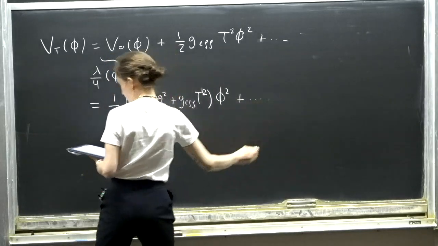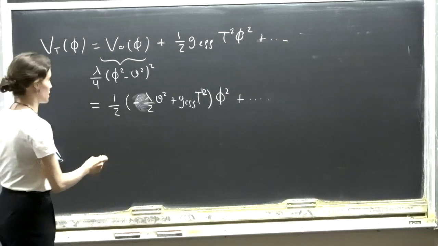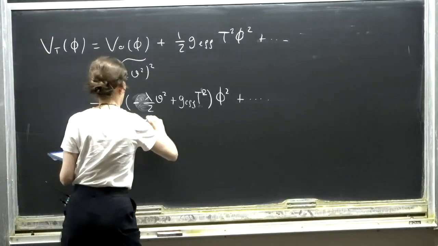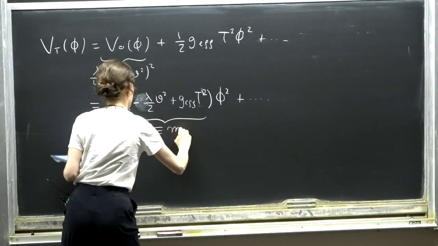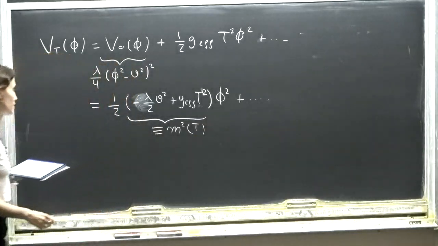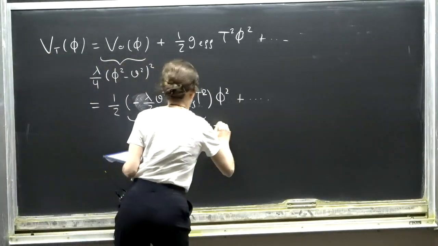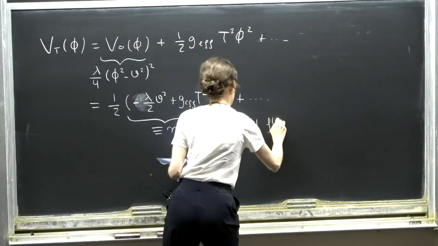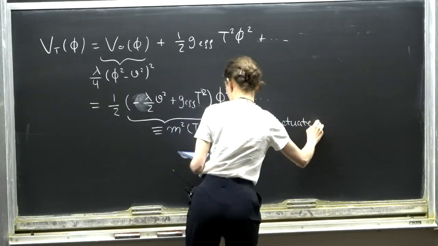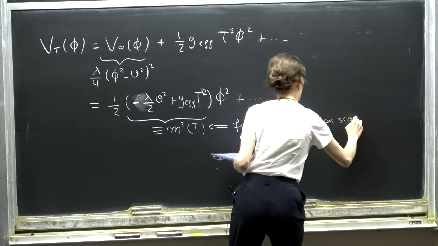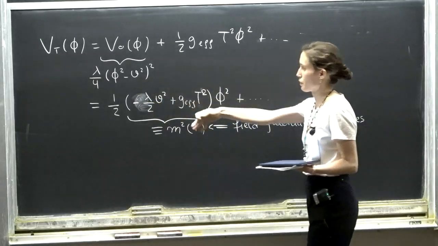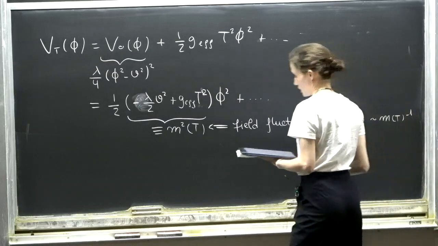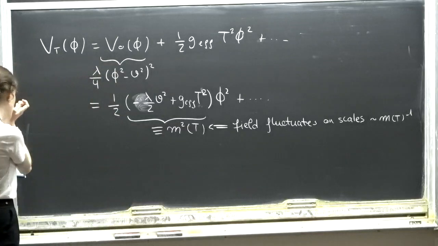at finite temperature, which for large enough temperature will be positive, okay? So I can think of this as some kind of finite temperature mass for this object, and at finite temperature, our field now fluctuates on length scales that are no longer set by the mass of the zero temperature vacuum, but by the effective mass of this finite temperature vacuum. Okay.